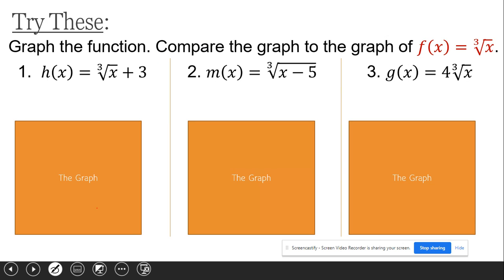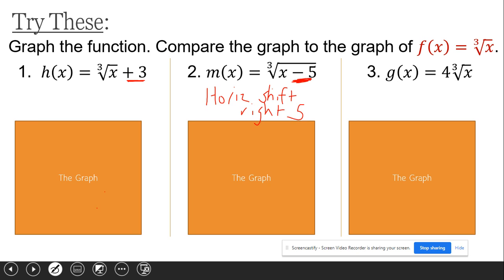If we take a look at all of these, obviously here we've got plus 3 on the outside, so that would be a vertical shift up 3 units. And then, for whatever reason, the graphs aren't showing up. But if we looked at what each of these would be, when we have an inside, underneath the cube root, it moves in the opposite direction that we would think horizontally. So this would be a horizontal shift to the right 5.